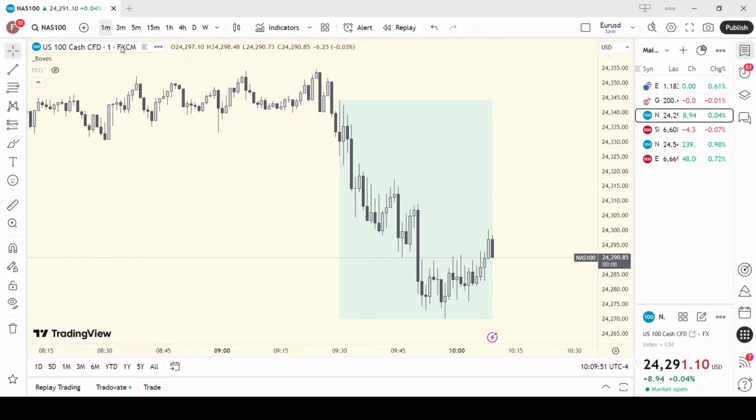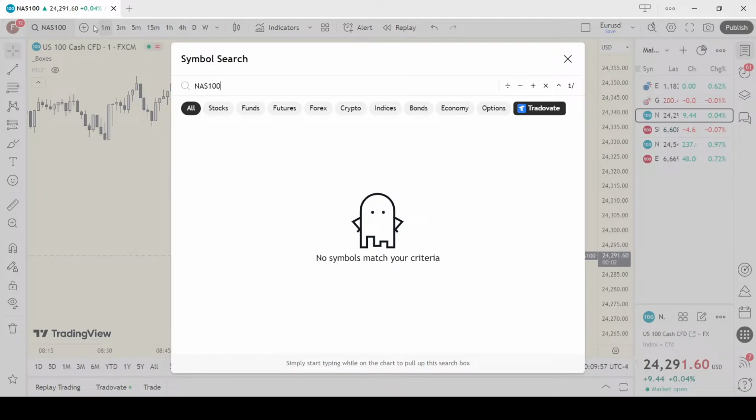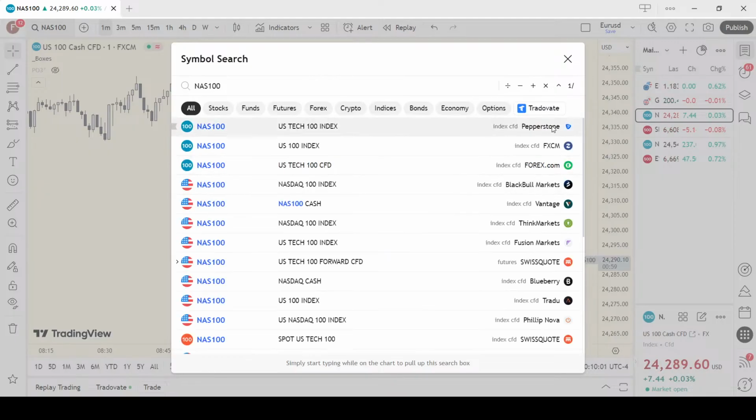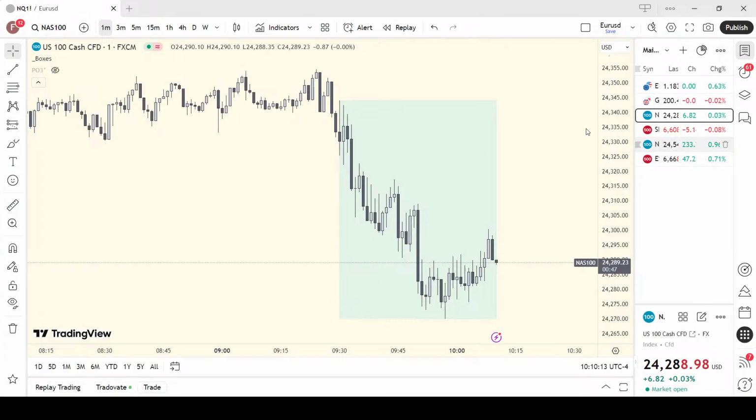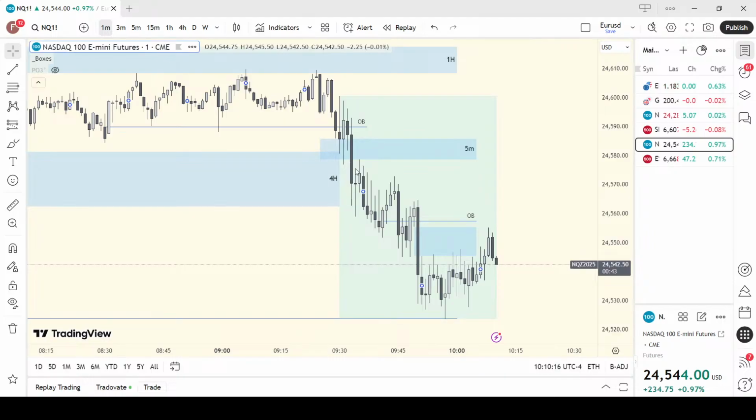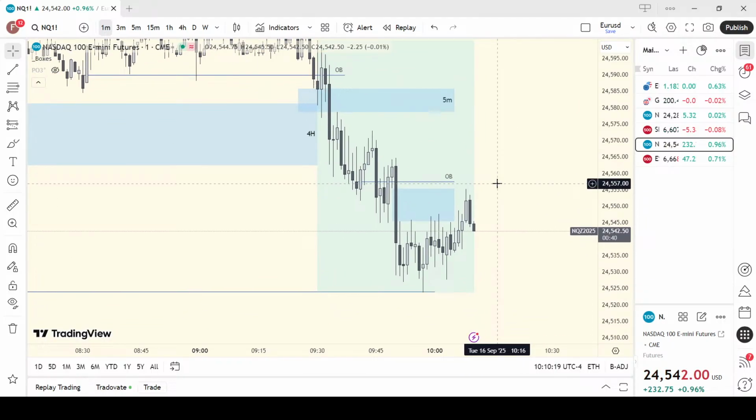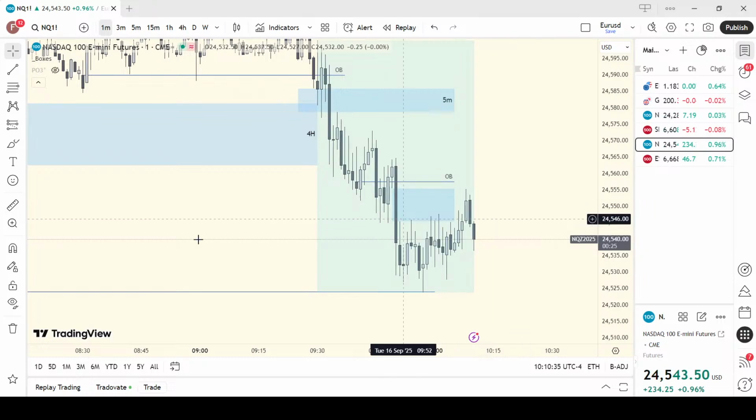It's the broker version of a chart, right? You can see this here is provided by the liquidity provider FXCM. If I put in NAS 100, I gotta turn this off. You can see here you have it from Pepperstone, FXCM, Forex.com, Black Bull, Vantage, and so on. All these brokers have essentially their own chart for this. And they will all differ a little bit, but at the end of the day, they will all be the same. But the futures chart is just CME, the main data provider for it. So you can see that this is kind of the real chart essentially. And the CFDs are essentially a copy of it.